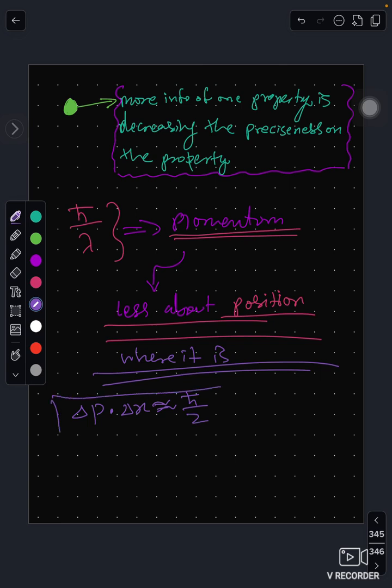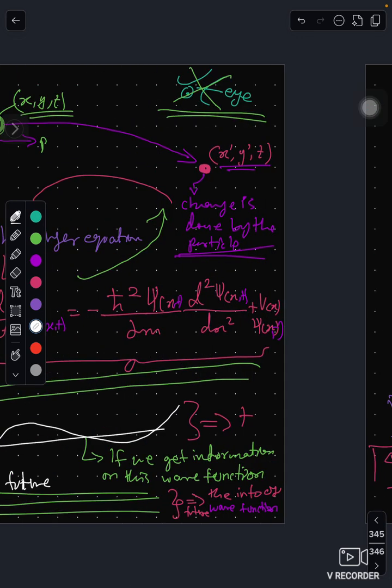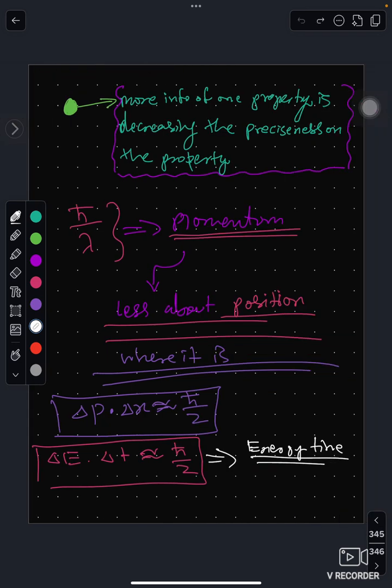This is the equation shown. The same goes for energy and time. It's called the uncertainty principle.